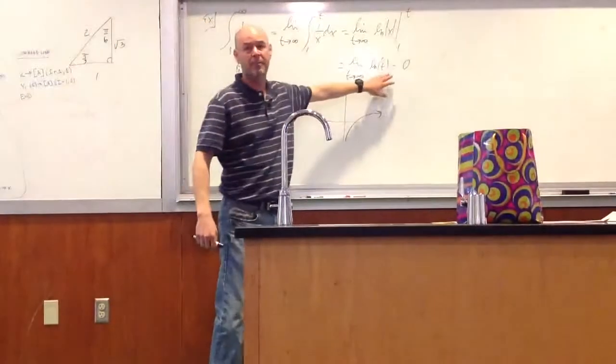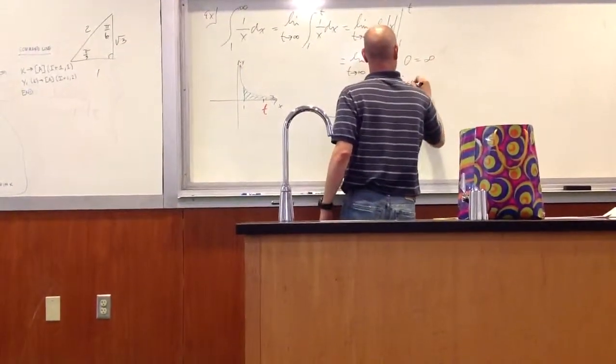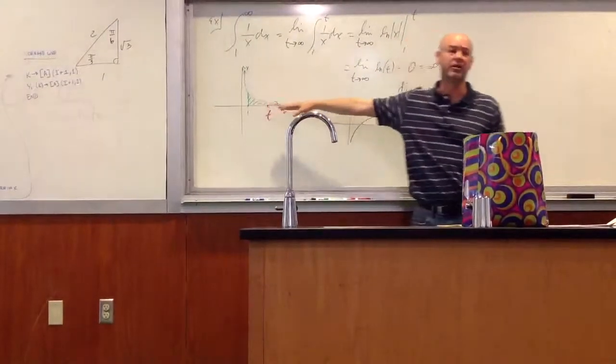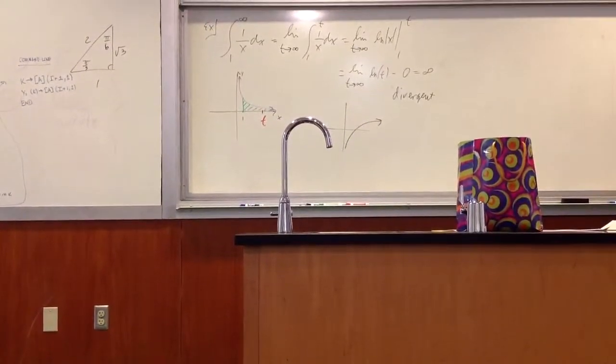So what does this become? Which means it's divergent. Meaning there's an infinite amount of area here. It just keeps growing. How are we doing?